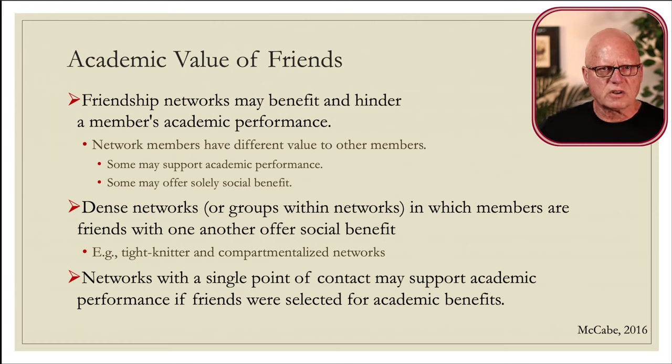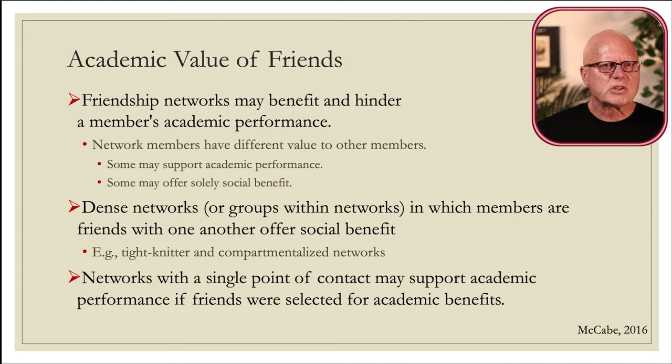Dense networks of friends are networks in which the friends are friends with one another in a very complex relationship, where I am friends with Tom, who is friends with Bob, who is friends with Mark, and Tom is friends with Mark, and I'm friends with Mark, and we're all friends with one another. That's a dense network. These dense networks can be called tight-knit and compartmentalized. And I'll show you diagrams of these networks in just a moment to help you visualize what they can look like.